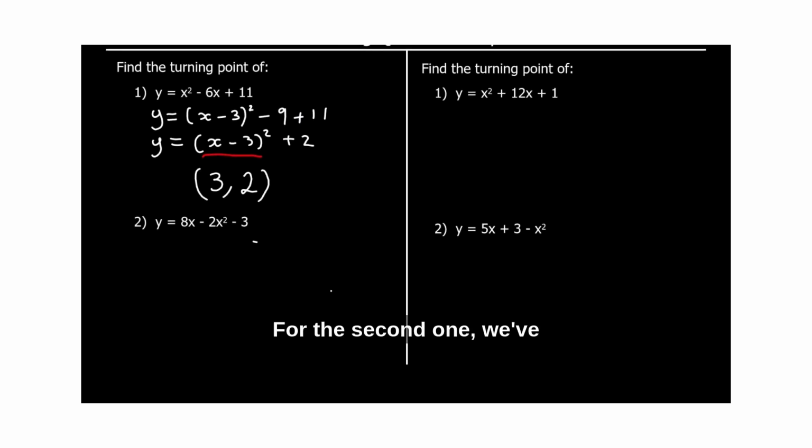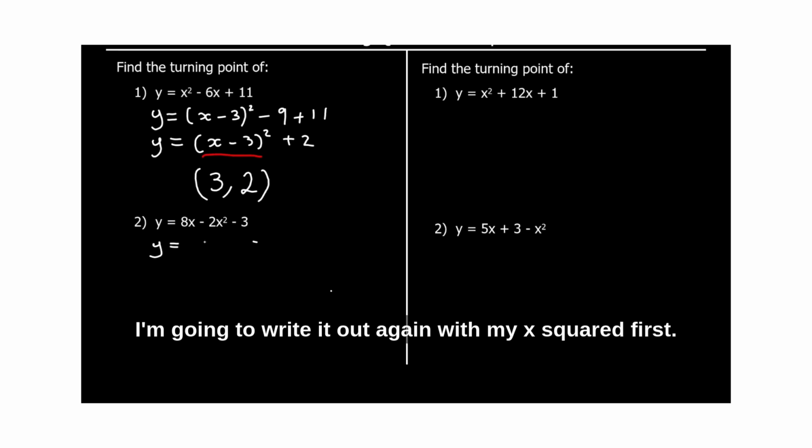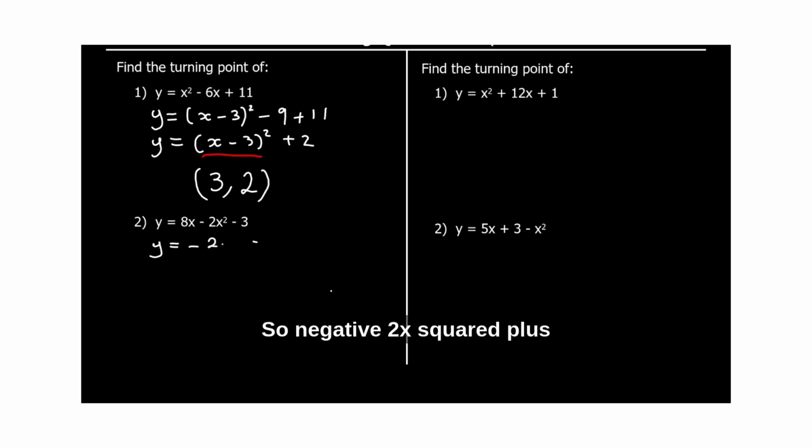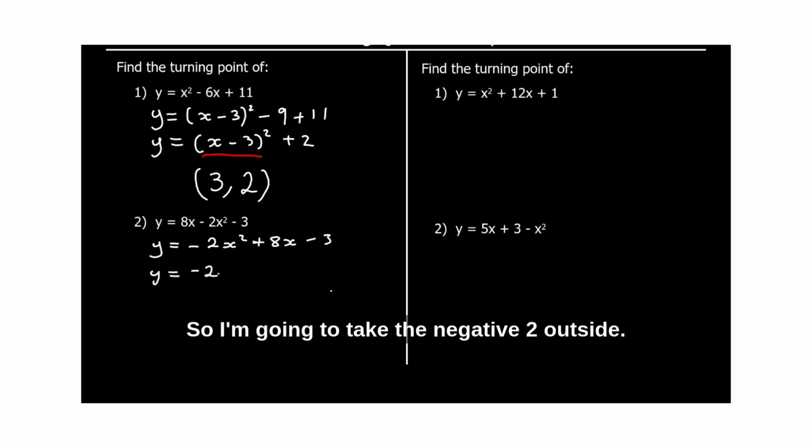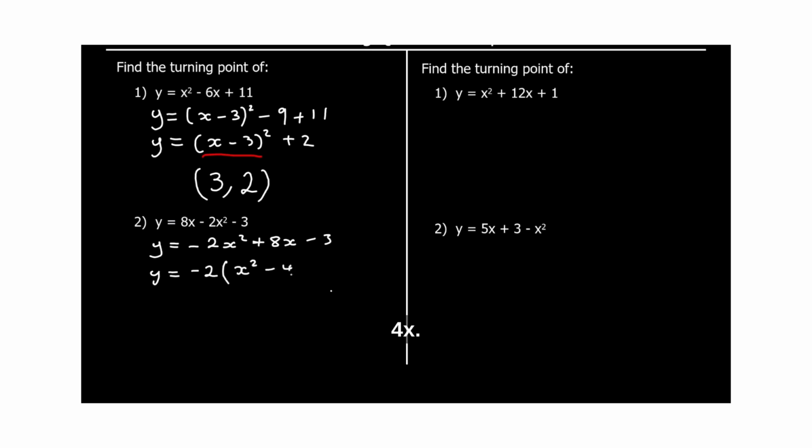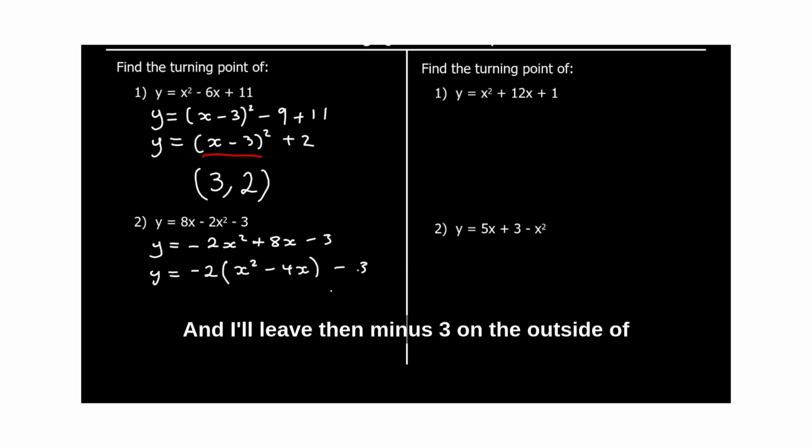For the second one, we've got a negative 2 in front of the x squared. So we're going to have to deal with that first. I can say that y is equal, I'm going to write it out again with my x squared first. So negative 2x squared plus 8x minus 3. I want to factorize out the negative 2. So I'm going to take the negative 2 outside. I have x squared minus 4x. And I'll leave then minus 3 on the outside of the bracket.